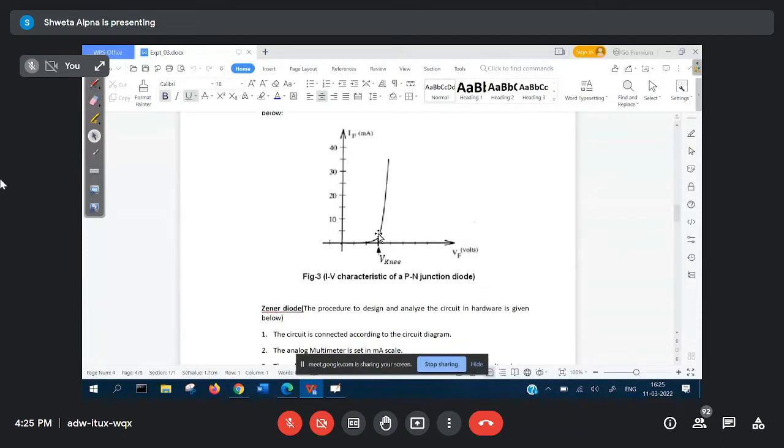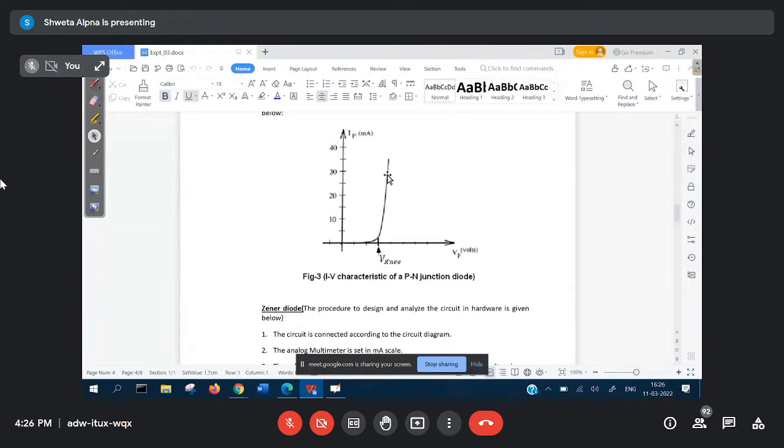So in the experiment, you basically have to connect the circuit the way it is shown, measure the voltage, measure the current, plot the graph, and see at what voltage the current has risen sharply. That voltage at which the current values have risen sharply will be called your knee voltage. You will write V knee equal to, according to your readings, whatever V knee you got. So this is what you need to do in the experiment.